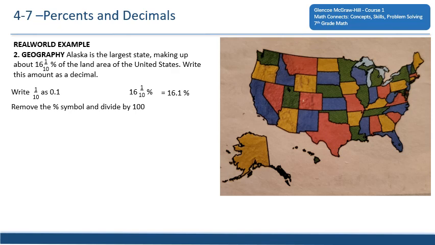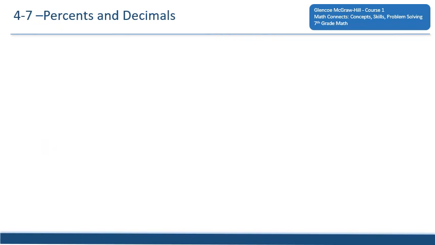Remove the percent symbol and divide by 100. So if we have 16.1, and we divide by 100, we're going to move the decimal 2 places to the left. And then we're going to add the leading zero, which is 0.161. So 16 and 1/10% equals 0.161.